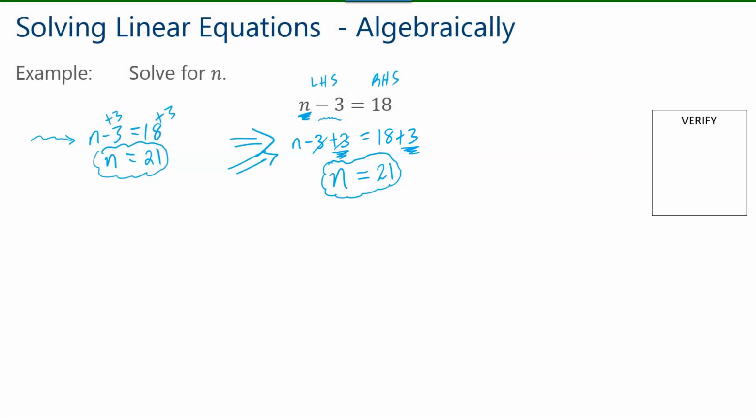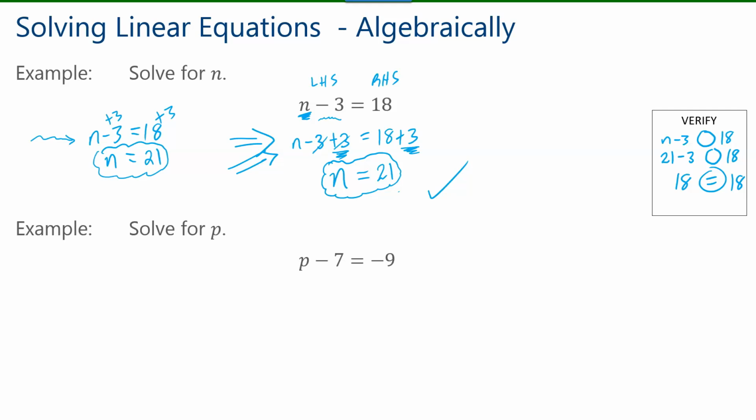And as before, we're going to verify. N subtract 3, circle 18. We found n to be 21. I replace n with 21. 21 subtract 3, 18. And 18 equals 18. Our solution must be correct.